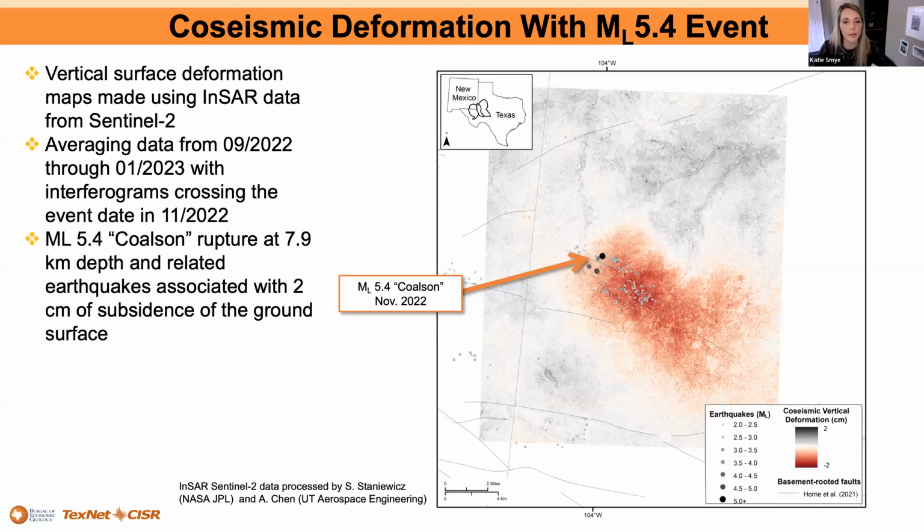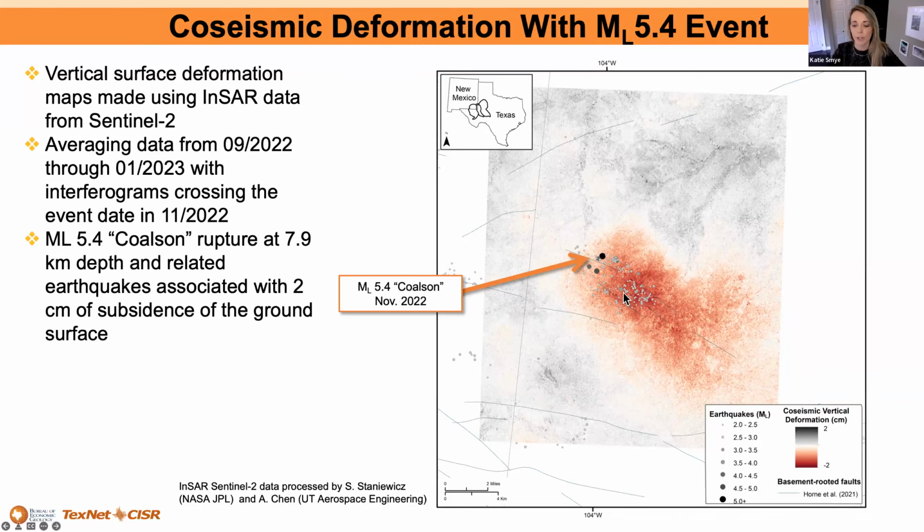Okay, so one final slide on results and data. I wanted to throw this in because this is interesting new work done by our colleagues, Scott Stanowich, who's at NASA JPL, and Ann Chen at UT Aerospace Engineering. This is a co-seismic vertical deformation map for the November 2022 Coalson event, the magnitude 5.4. What they've done for this is average data from the Sentinel-2 satellite from September of 2022 through January of 2023, so there are interferograms that cross that event date in November.